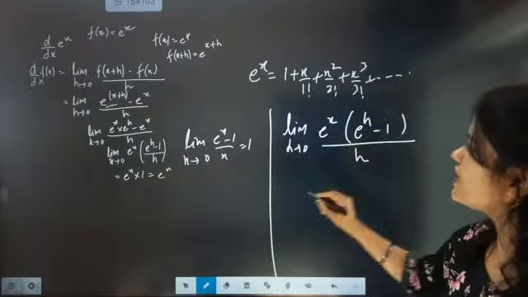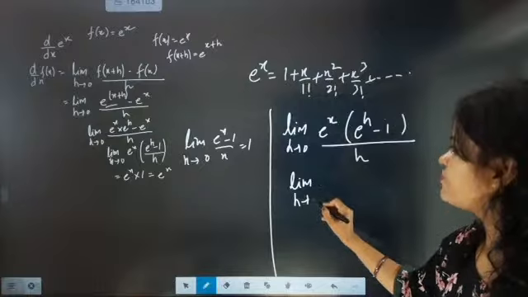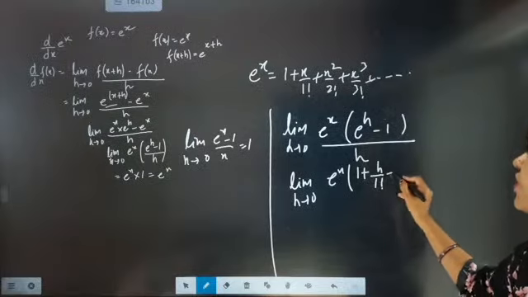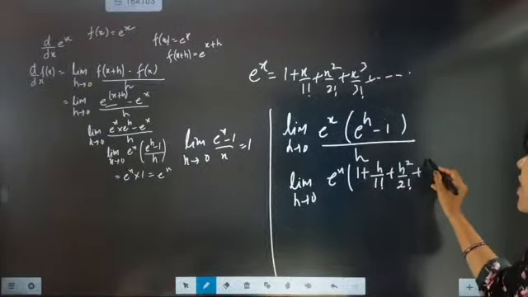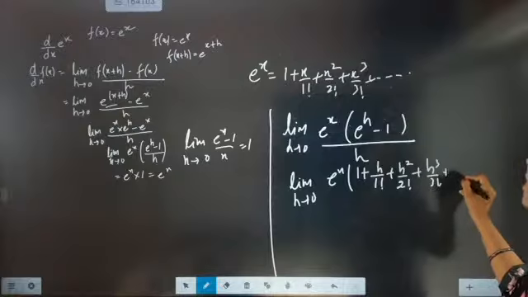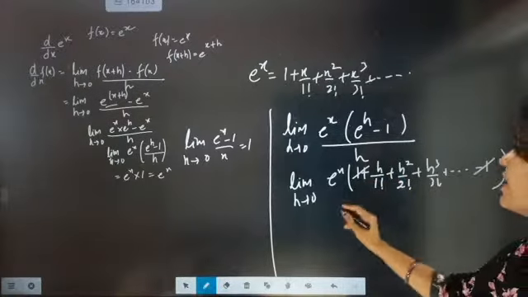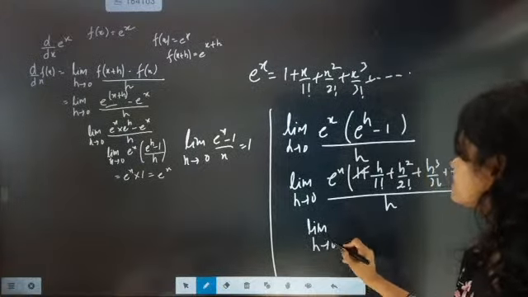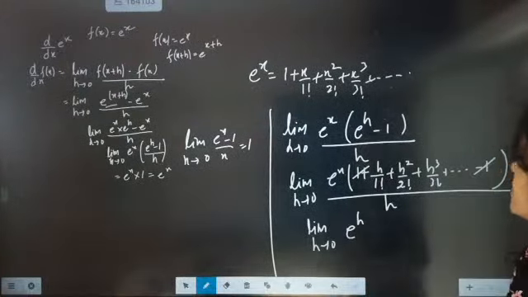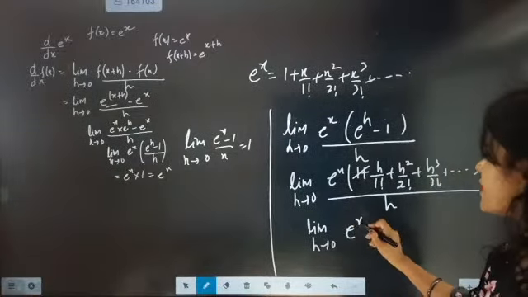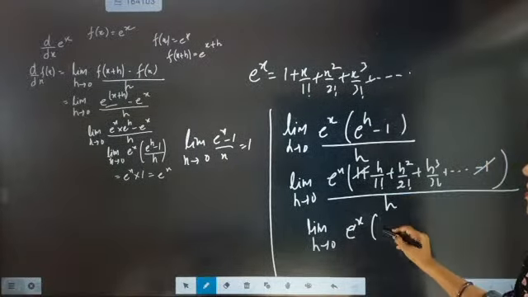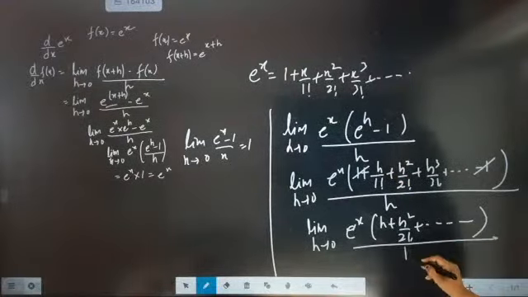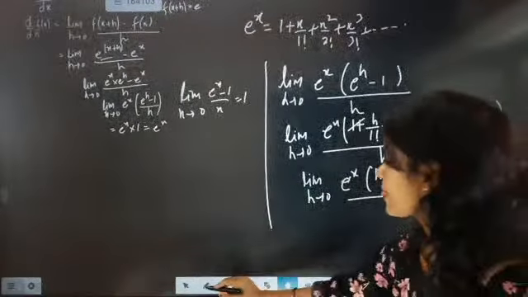So now what is the e to the power h formula? I told you this one. It will become 1 plus h by 1 factorial plus h square by 2 factorial plus h cube by 3 factorial, and so on, minus 1. So plus 1 minus 1 got cancelled, and h is there. So limit h tends to 0, e to the power x is coming. Now here h plus h square by 2 factorial will go on, and down h is there. So just take out one h common.